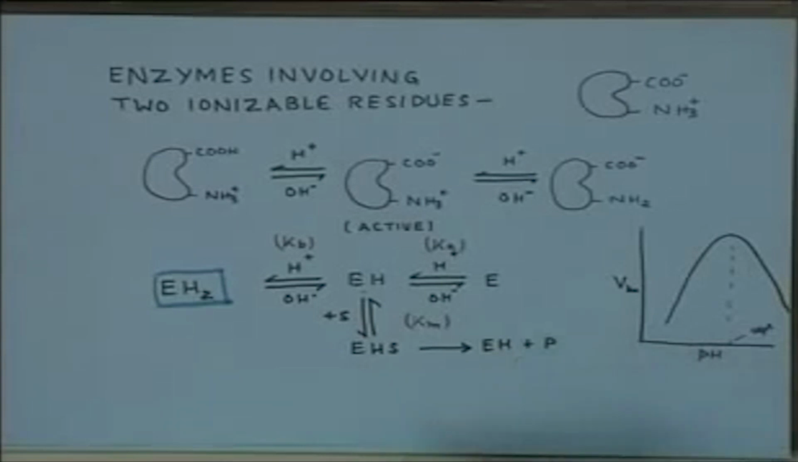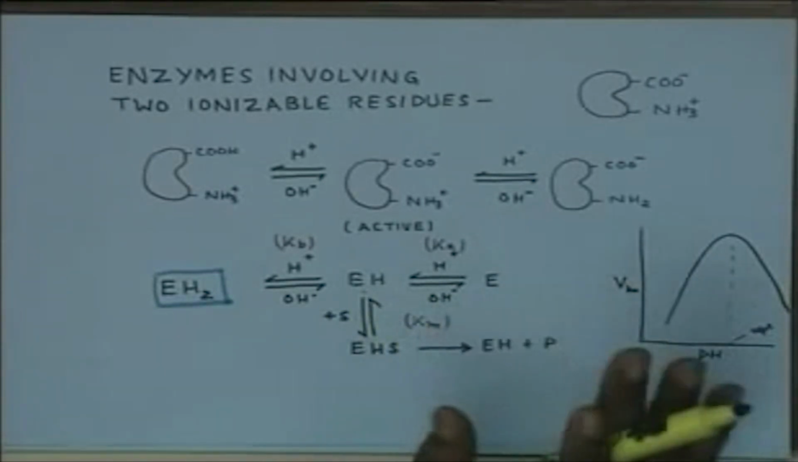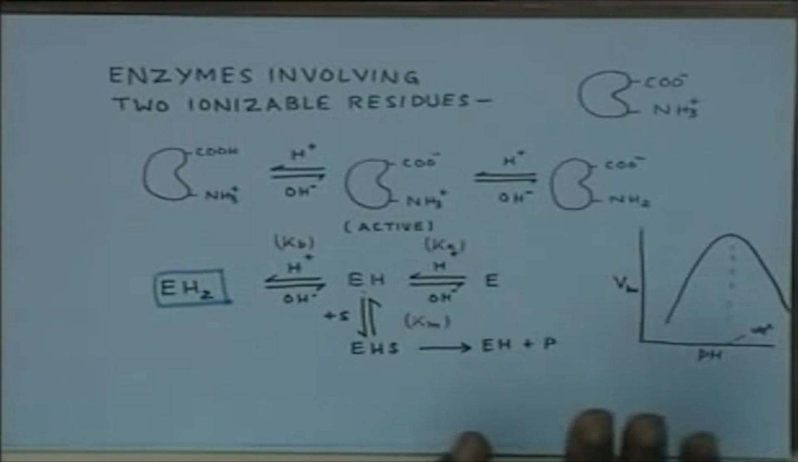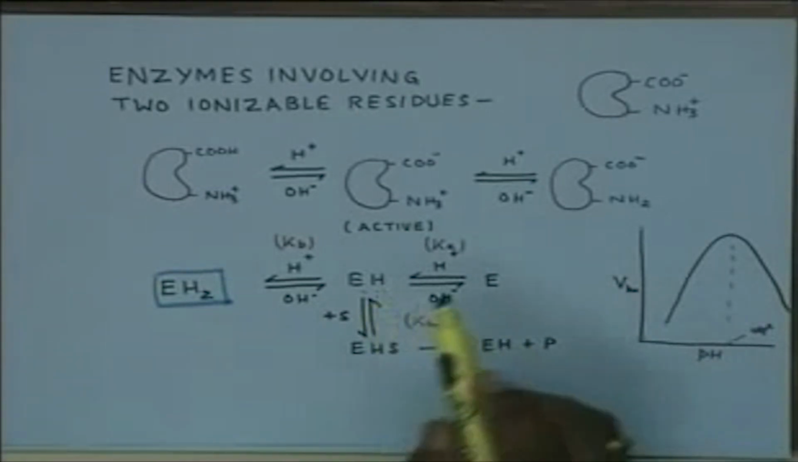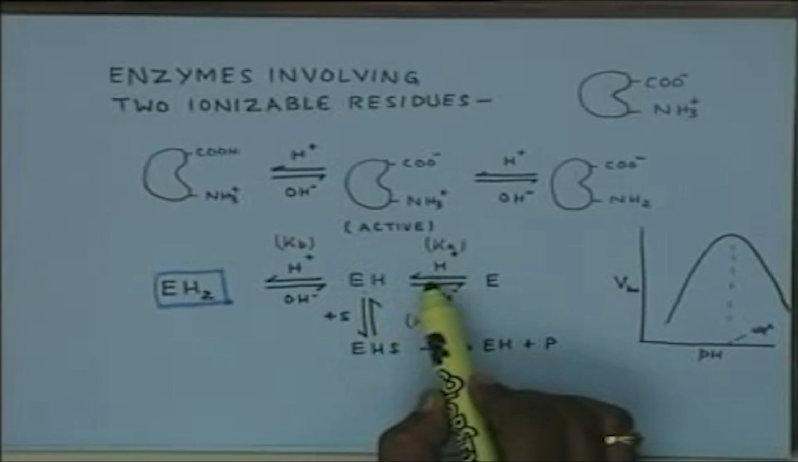Now, to analyze the system, we consider that there are three dissociation constants involved. One is the ionization of the two amino acid residues.